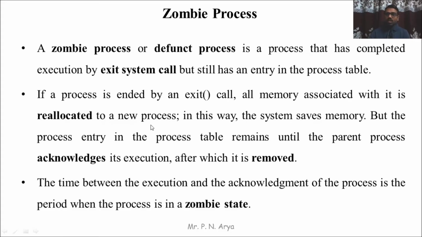In this way, the system saves memory, but the process entry in the process table remains until the parent process acknowledges its execution, after which it is removed. So here the parent process will remove the child process when the parent knows about the child exit. So when the child exits, the parent knows the status of the child exit, and the entry is removed from the operating system.